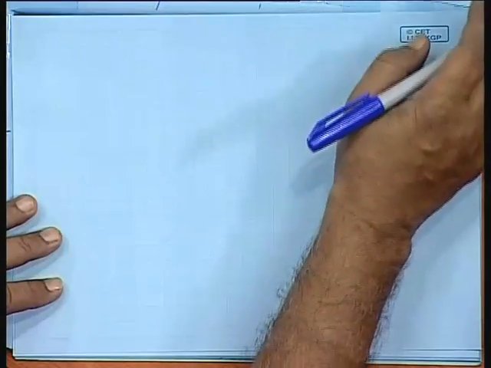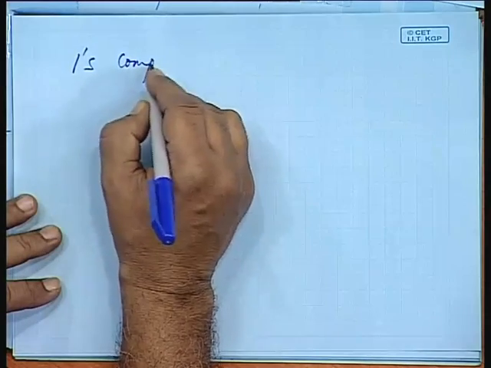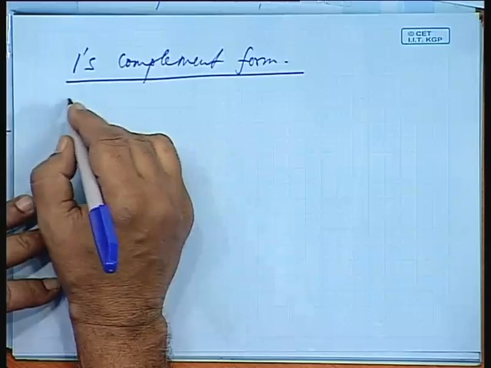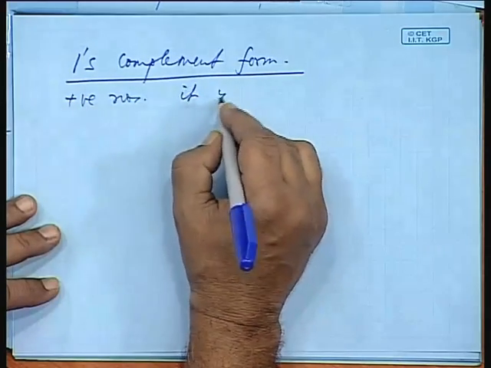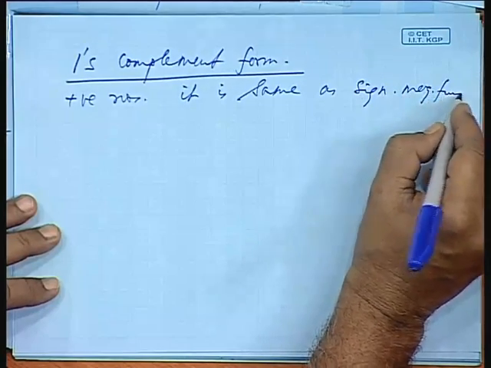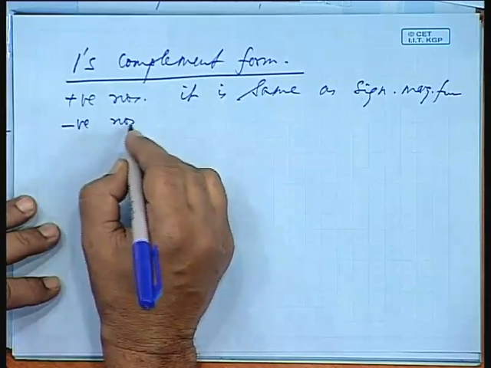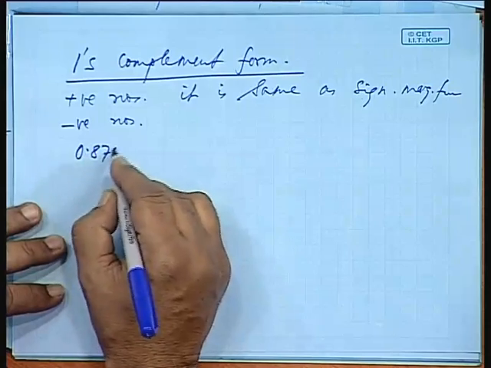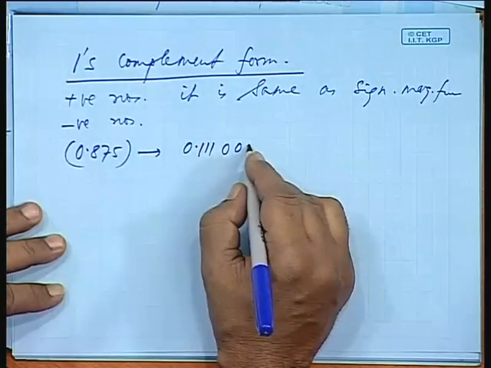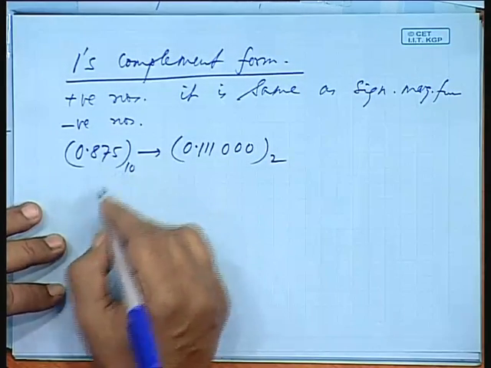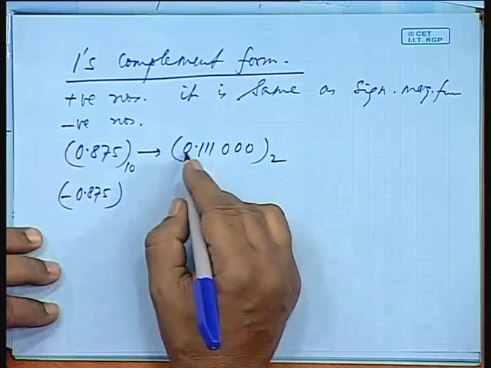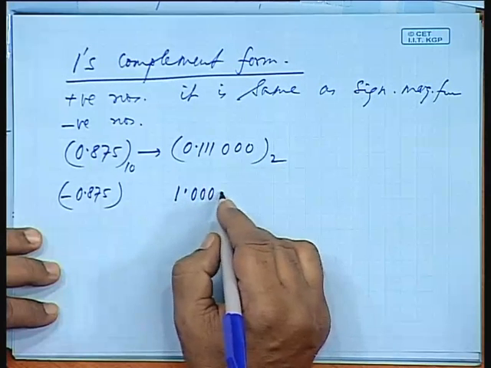In one's complement form, for positive numbers it is the same as the earlier one, that is sign magnitude form. For negative numbers, say 0.875, if you write it will be 0.111000 in the binary form. So for minus 0.875 you just complement each bit. So it will be 1.000111.